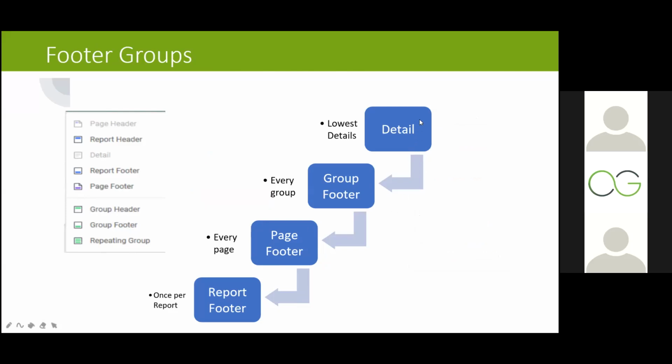Again, the hierarchy, if you call it that: after the detail comes the group footer, then the page footer, and then the report footer. As I mentioned earlier, for each group, a group footer is repeated. So if you have, let's say, 10 sites and you've done a grouping on site, you will have 10 group footers. Basically, there's one group footer that you set, but you will see 10 values in the group footer since you have 10 sites, right?